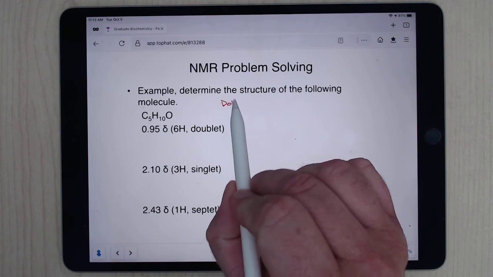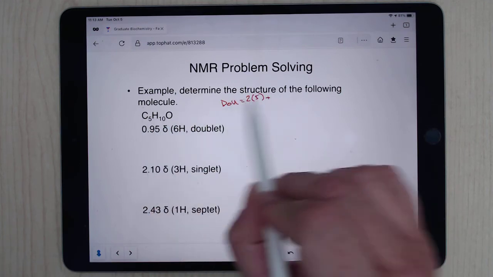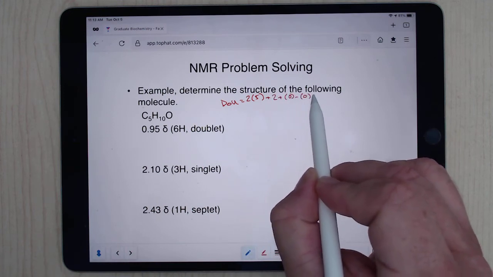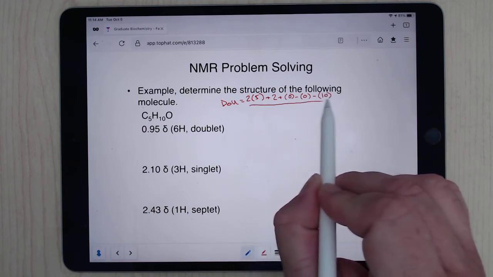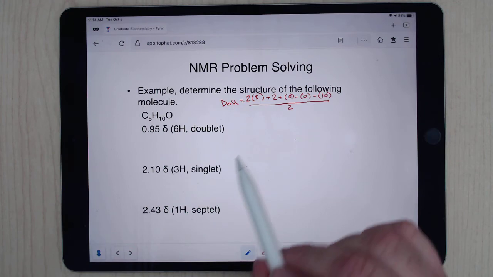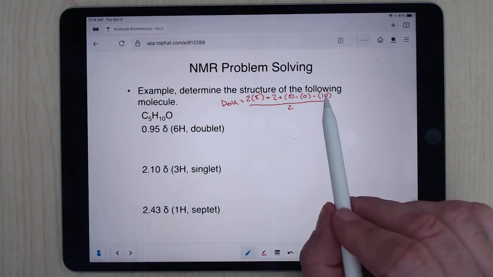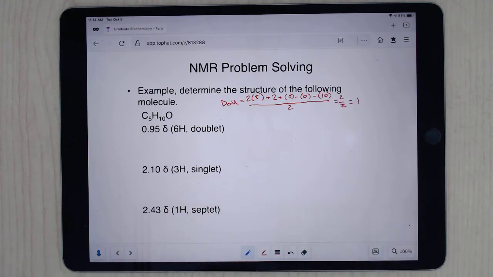So we run the DOU calculation: 2 times the number of carbons, which is 5, plus 2. We don't have any nitrogens, we don't have any halides. We do have 10 hydrogens, all divided by 2. Now there is an oxygen, but that's not part of the equation, so don't put it in. So this ends up being 12 minus 10, so it's 2 over 2, which is 1. So we have 1 degree of unsaturation. We don't know if it's a ring or a pi bond yet, but we need to take that into account.